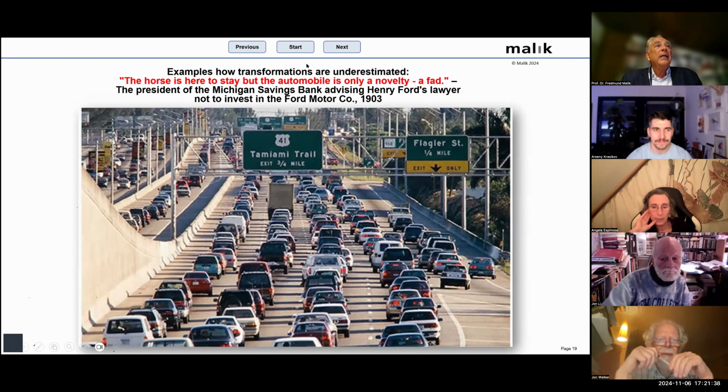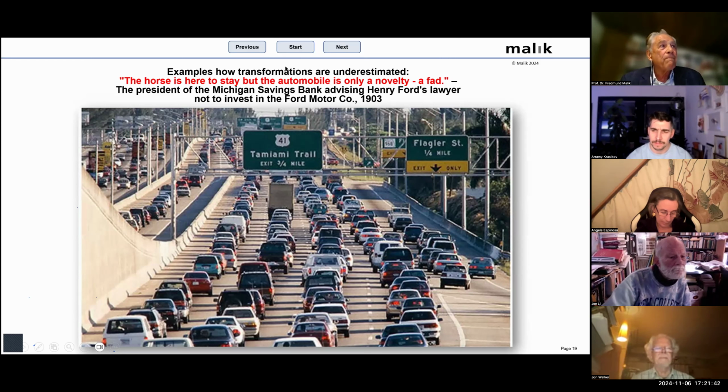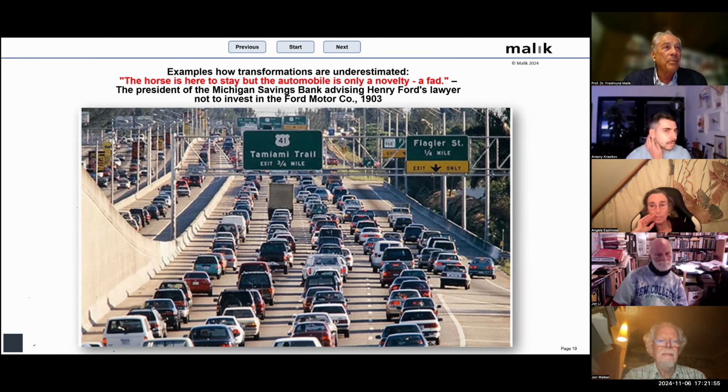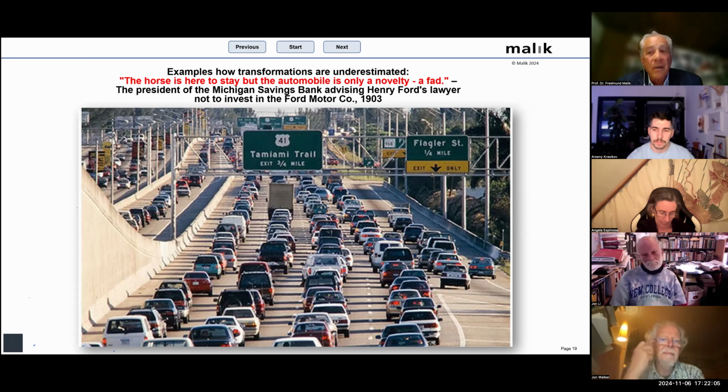Then, examples of how transformations are underestimated again. The horse is here to stay, but the automobile is only a novelty, a fad. Who said that? The president, not a dumb person, of the Michigan Savings Bank, advising Henry Ford's lawyer not to invest in the Ford Motor Company, 1903.